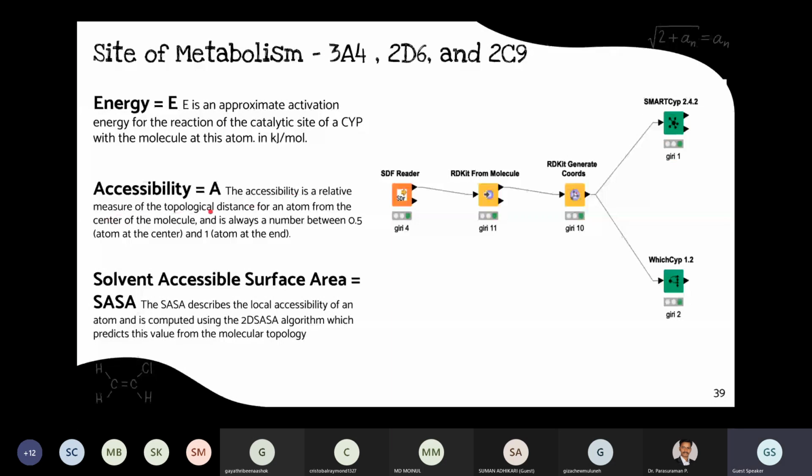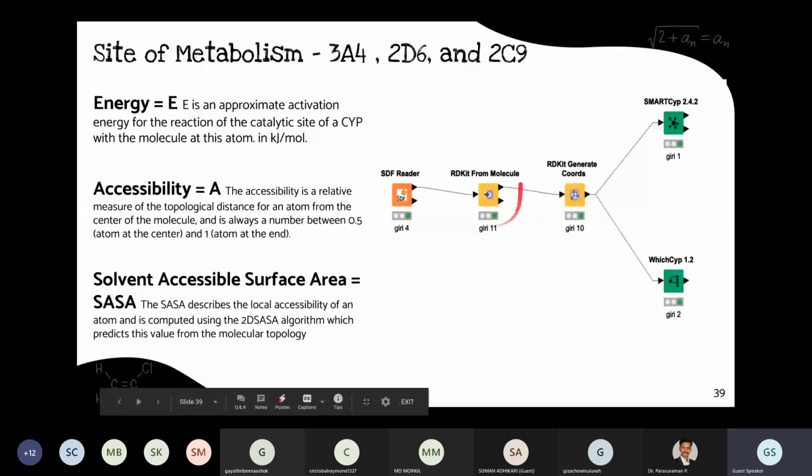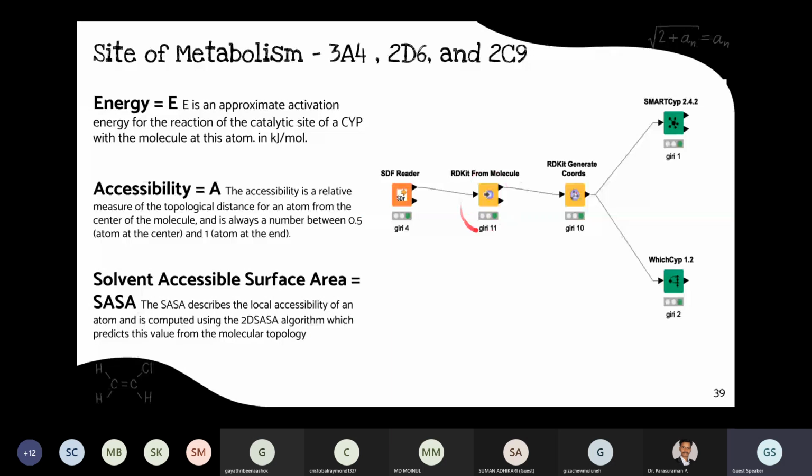The accessibility is a relative measure of topological distance for an atom from the center of the molecule and is always a number between 0.5 and 1. Solvent accessible area describes the local accessibility of an atom and is computed using an algorithm which predicts its value from molecular topology. Again, you read a molecule, RDKit reads it and converts it to fingerprints, we generate the 3D coordinates, and then SMARTCyp tells you these values, and which CYP tells you your compound might get metabolized or might be more attractive to either 3A4, 2D6, or 2C9. It just tells you which one. That's it. There's a paper published on SMARTCyp. You can read the paper to understand a bit more.